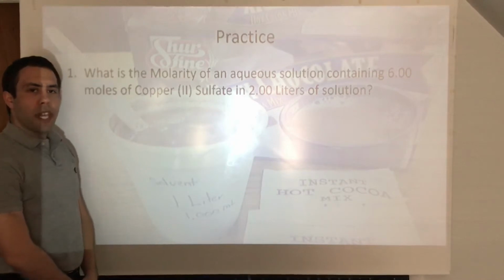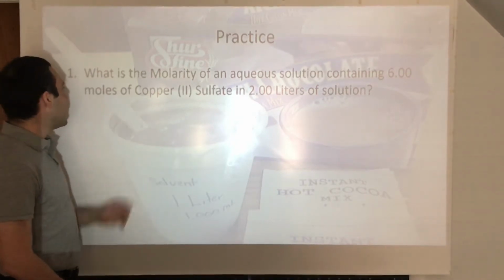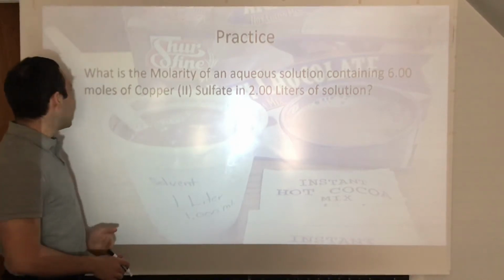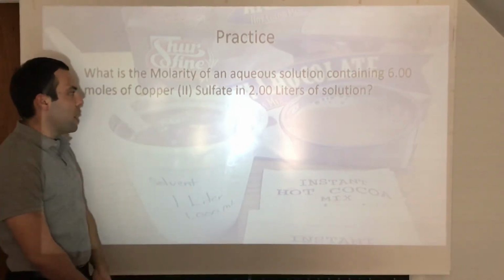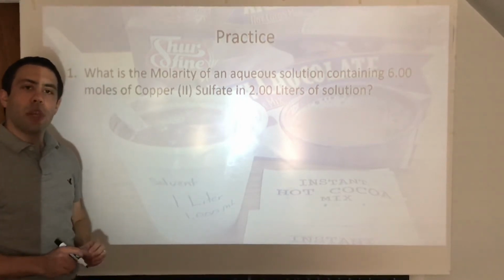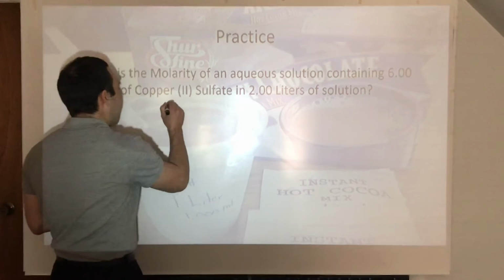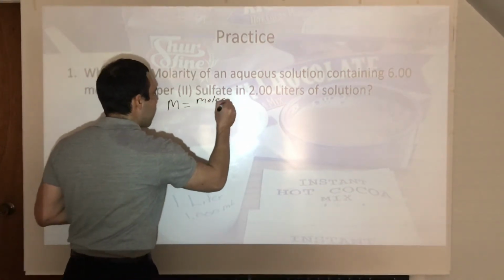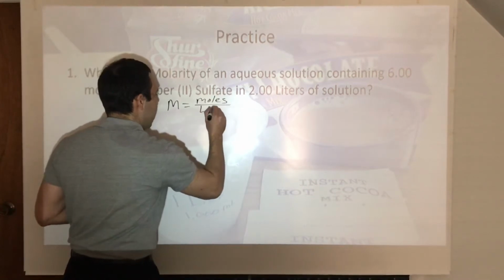Let's try a problem together. The first problem states, what is the molarity of an aqueous solution containing 6.00 moles of copper(II) sulfate in 2.00 liters of solution? The very first thing that we should do is write our formula. Capital M for molarity equals moles over liters.